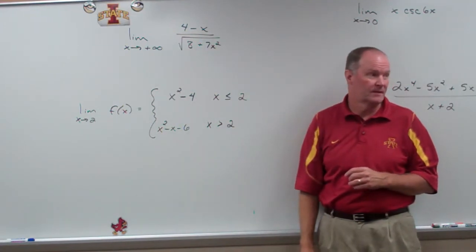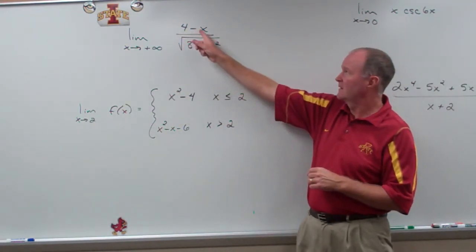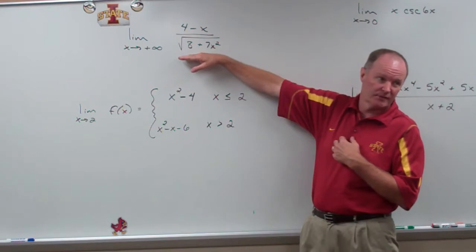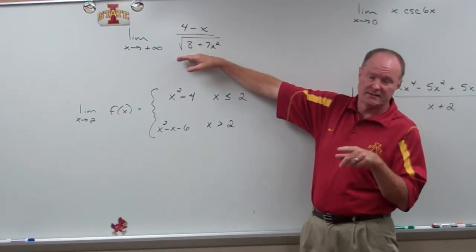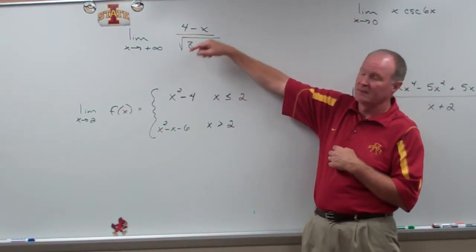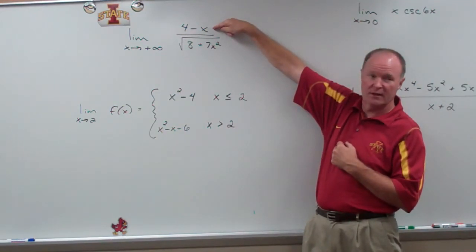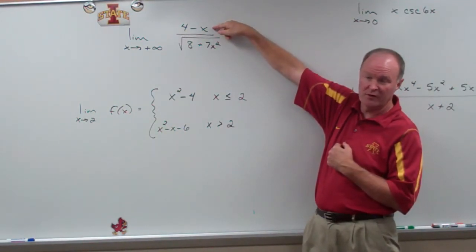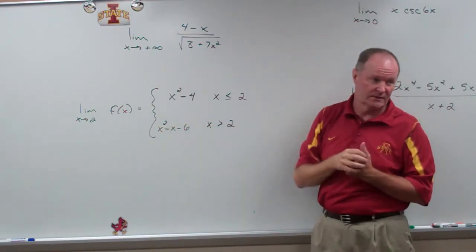How do you know that again? That's a really good question. We know the square root of any number is always positive, so the bottom is always positive. But on the top, as I pick a really, really large number and subtract it from 4, that'll be a negative number on the top.